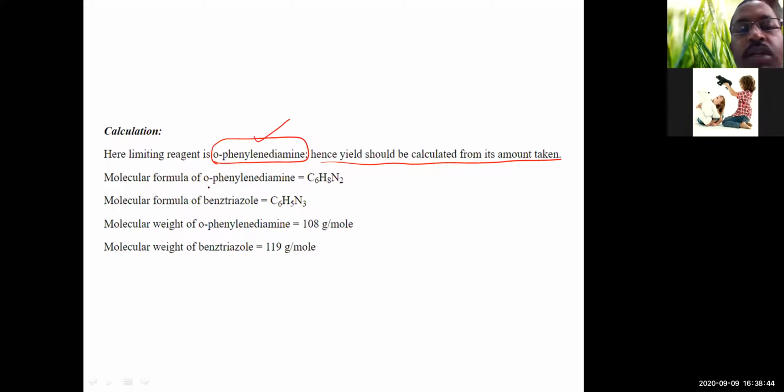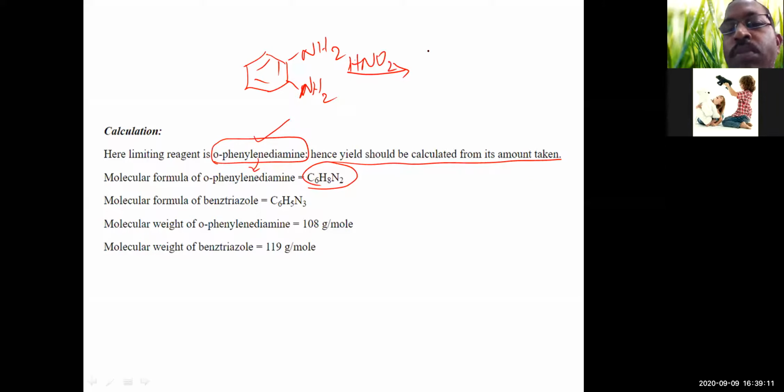So one of the starting materials that we take here is orthophenylene diamine. This is the molecular formula, and then the molecular formula of benzotriazole, that is the product. Okay. So orthophenylene diamine, with NH2 and NH2, reacts with HNO2, which is formed from sodium nitrite, to give you the benzotriazole. So this is the structure of benzotriazole.